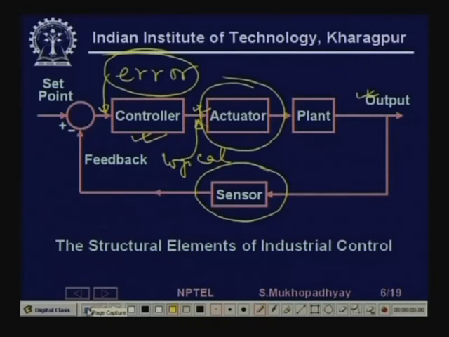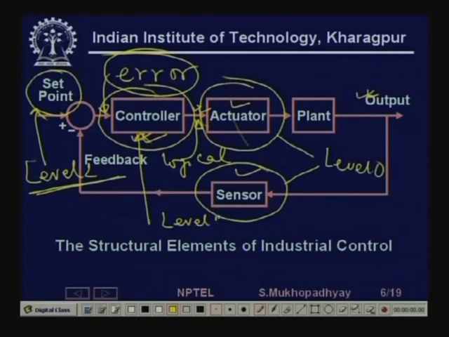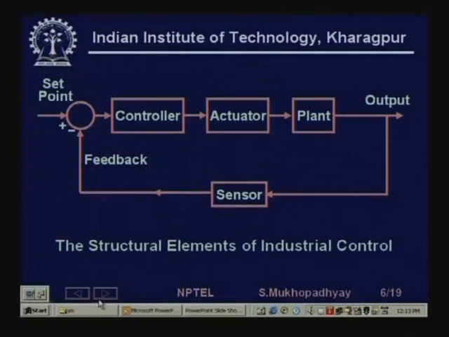So, now let us see. We have identified the major elements: sensor, actuator and controller. Now, this desired value, where do we get it from? We get this from level 2, that is, the supervisory controller calculates this desired value. So, here we have level 0, here we have level 1 and here we have level 2. So, this is the relationship. Now, let us see each of these levels.